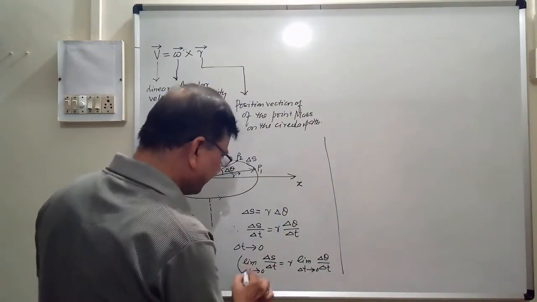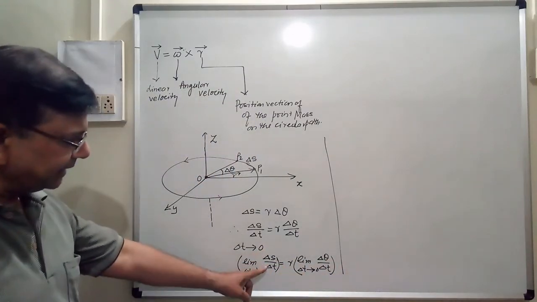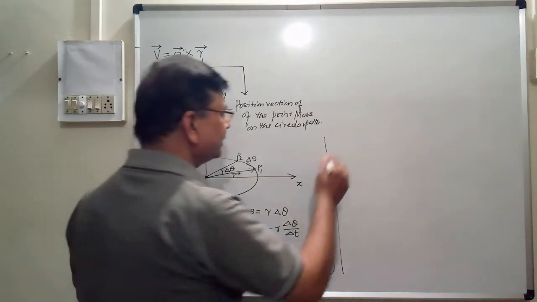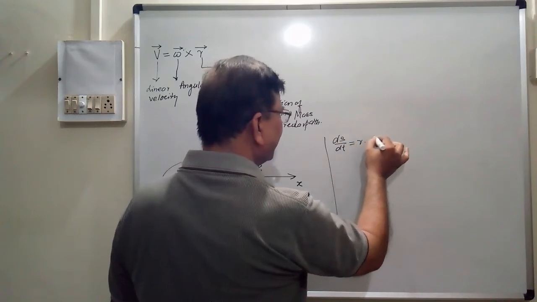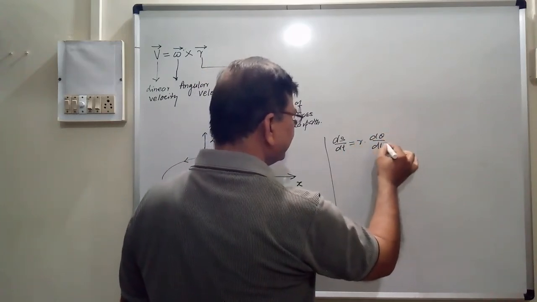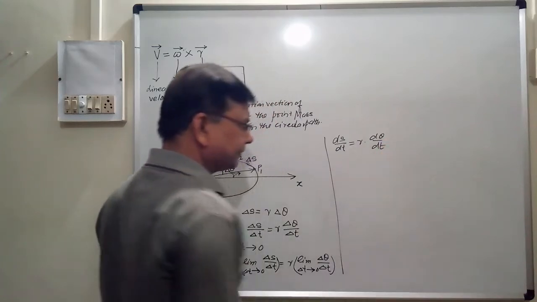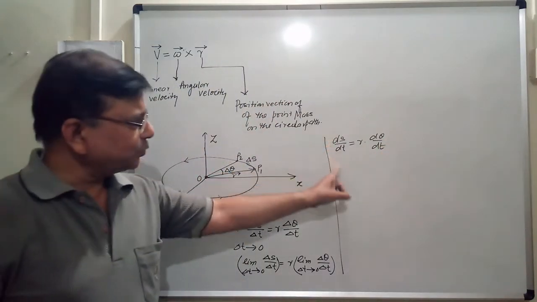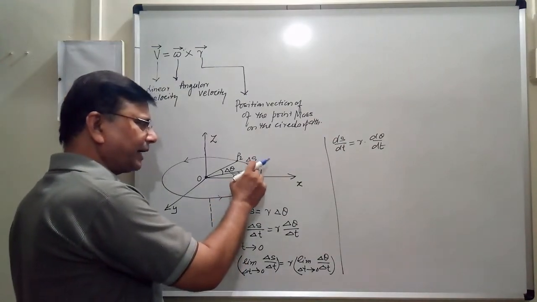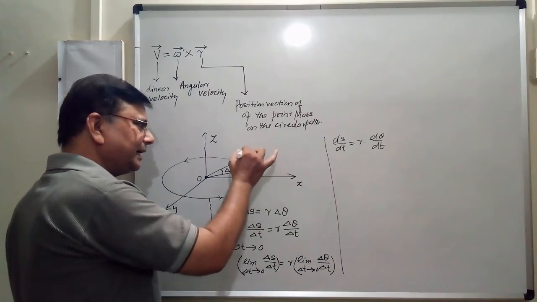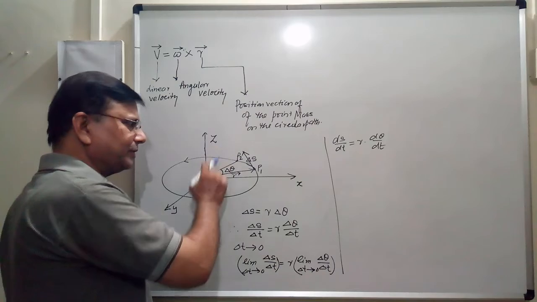Okay, this part, what is this? It is delta S upon delta t, which is equal to dS upon dt, which is equal to R d theta upon dt. This is the linear velocity of the particle at this point, and linear velocity is always tangential to this circular path, right?